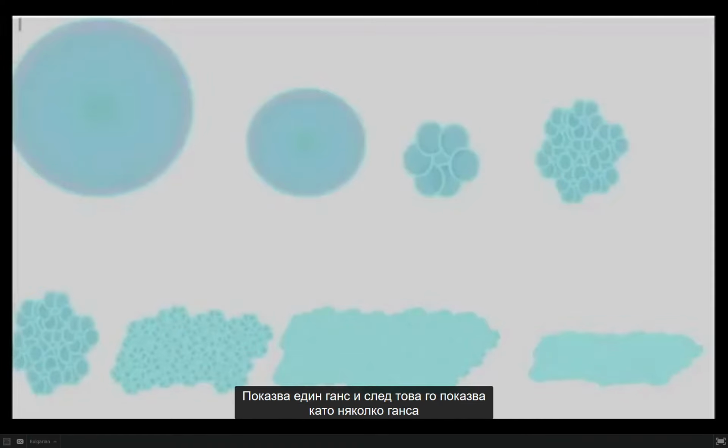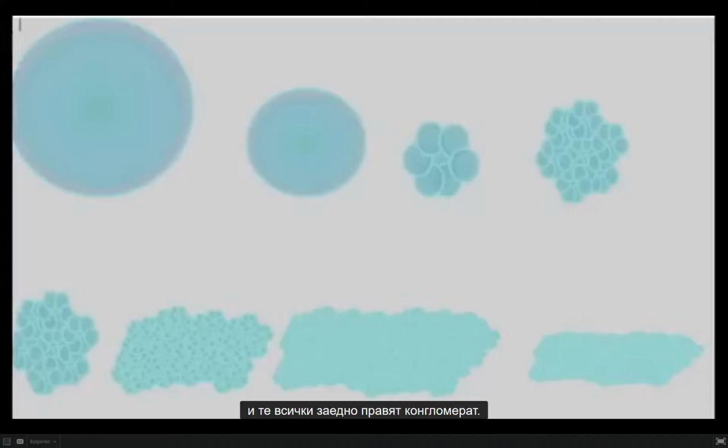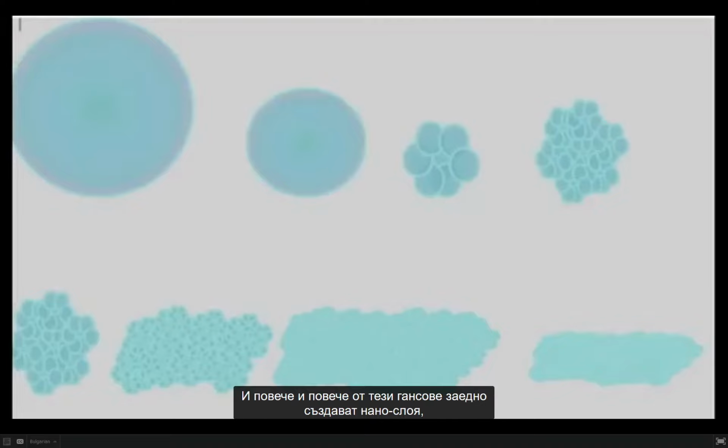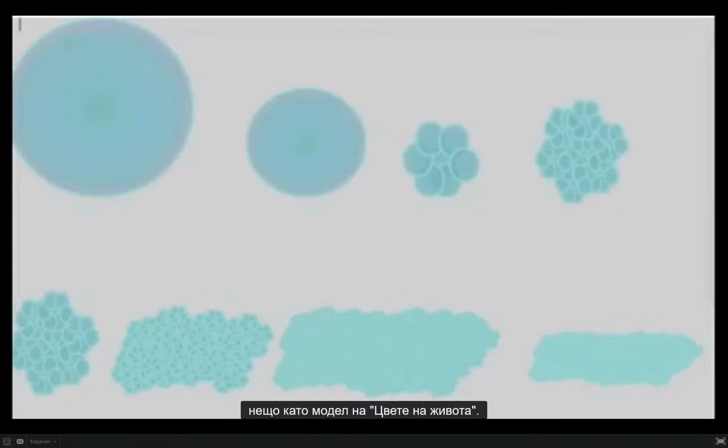It just shows single GANs, and then it shows multiple GANs, and then they all conglomerate together, and more of these GANs come together to form the nano layer, basically in sort of a flower of life pattern. That's basically how I can explain it. But go ahead with what you're going to explain, Mr. Kesh.